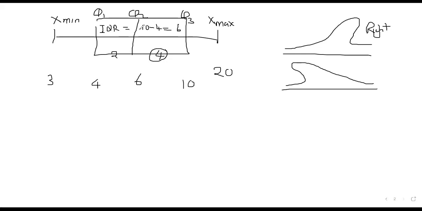There's a formula for skewness, but from the diagram you could also tell. So the interquartile range is the difference between the upper quartile and the lower quartile. So we found our interquartile range as 6.